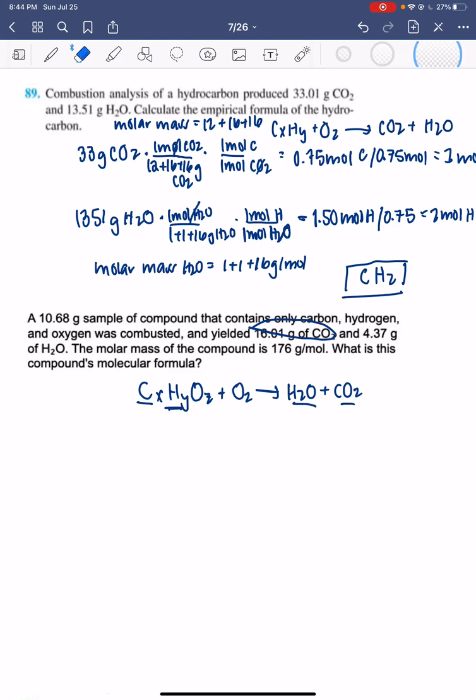We can't use the carbon dioxide or the water to track back and find how much oxygen. We can only use subtraction to do that. And I will show you what I mean by that in a second. But again, let's track back to see how much carbon we have, because we're trying to find the molecular formula here. And we know that to find the molecular formula, we need to find the empirical formula first. So write that out.